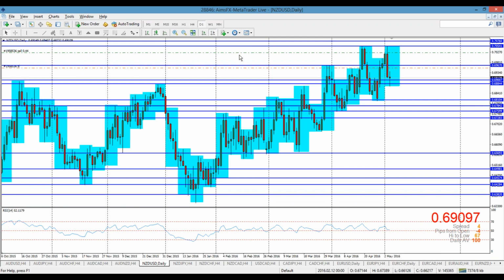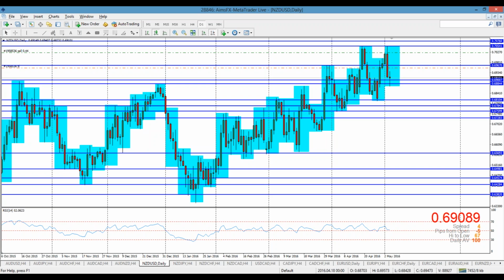If you look at it on a daily chart, which means each of these candles represents a day, you could see that the New Zealand dollar is steadily going up. That means the New Zealand dollar is strengthening and the US dollar is weakening. But when it came over here at around 70.40 something, there was a pattern to short. Sure enough, the market came down and then it came back up again.